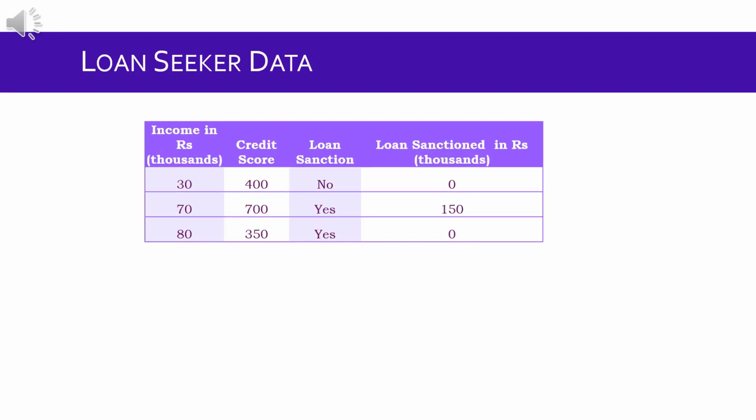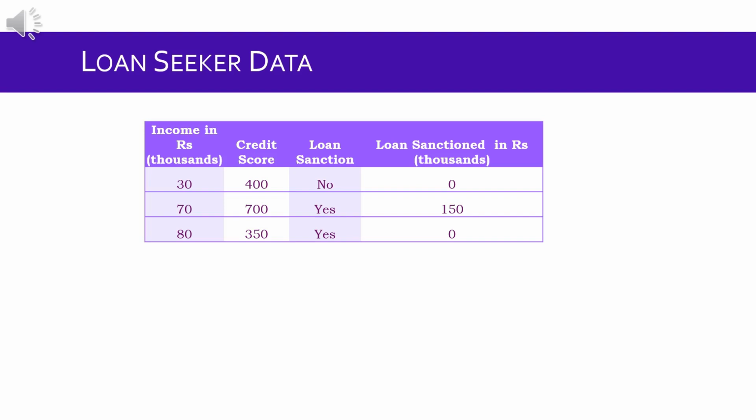The table shows the classification and prediction for three different loan seekers using the decision tree. For the one with low income and low credit score, that is 3400, and the one with high income and low credit score, 8350, the loan is rejected and their loan sanction amount is 0. For the one with high income and good credit score, 7700, the loan is sanctioned.